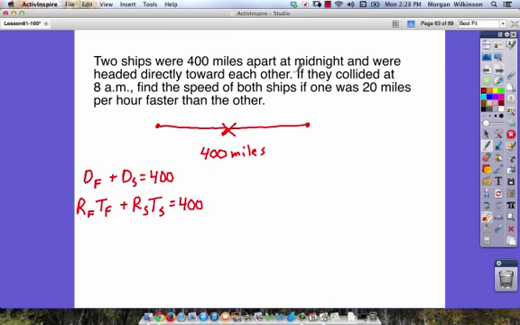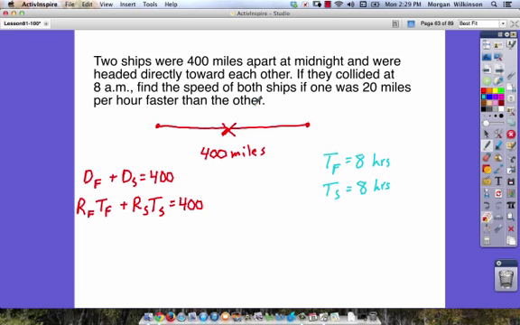Now it says they started at midnight and then they collided at 8 a.m. Well, from midnight to 8 a.m. is 8 hours. So our times, the time of the first ship equals 8 hours, and the time of the second ship is also equal to 8 hours.